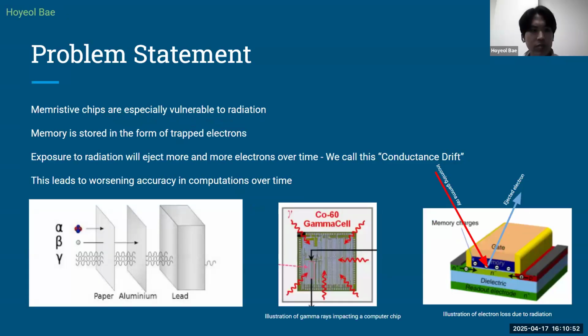Let's get into the problem statement. Memristive chips are especially vulnerable to radiation. The memory is stored in the form of trapped electrons. The exposure to radiation will eject more and more electrons over time. We call this conductance drift. Finally, this leads to worsening accuracy in computation over time.